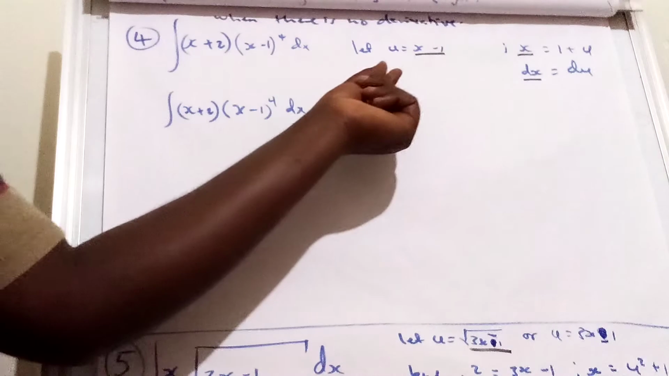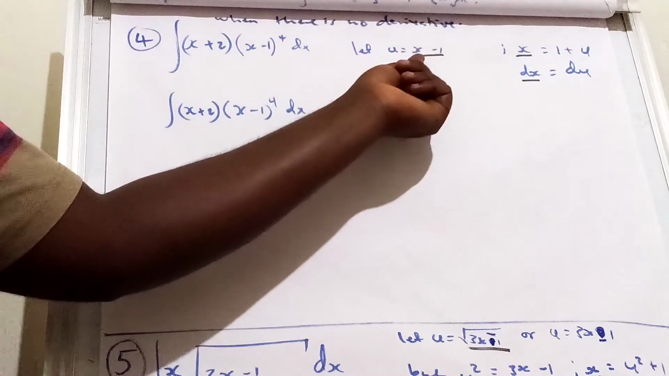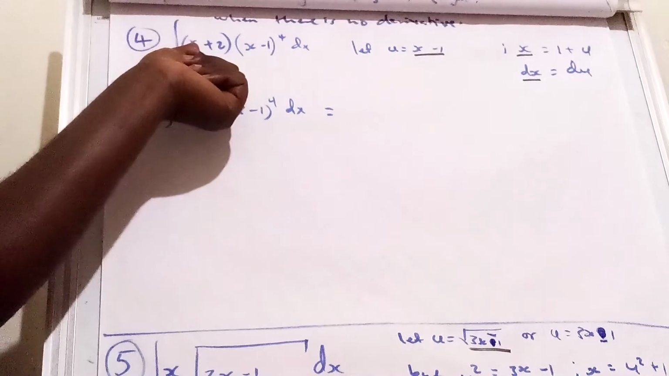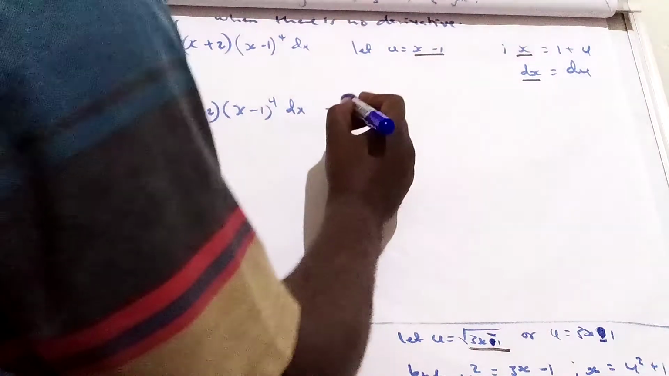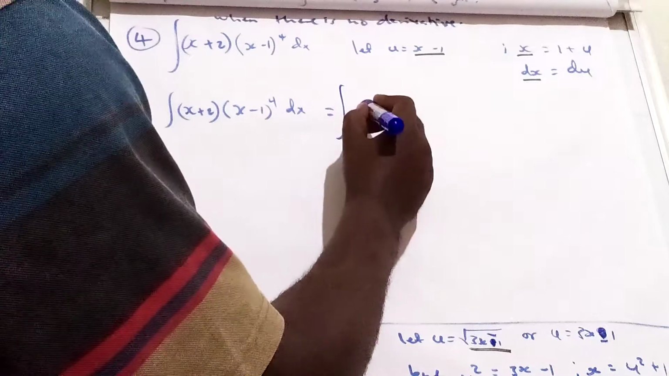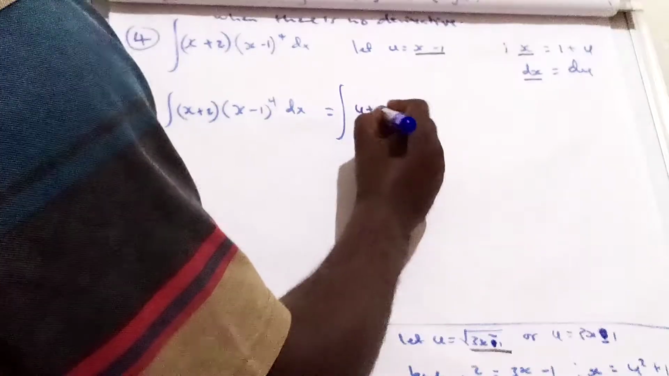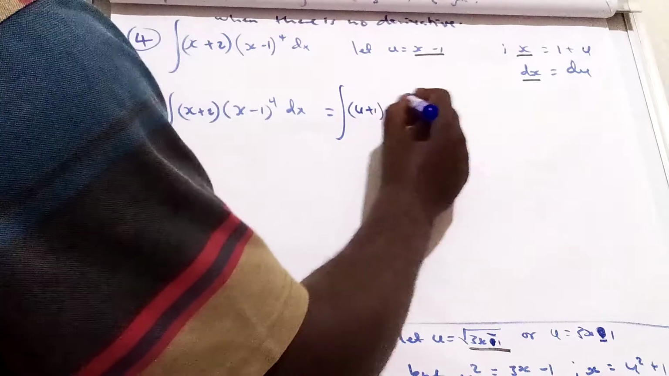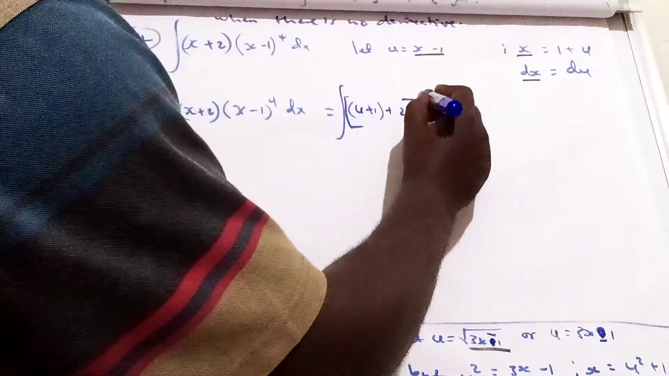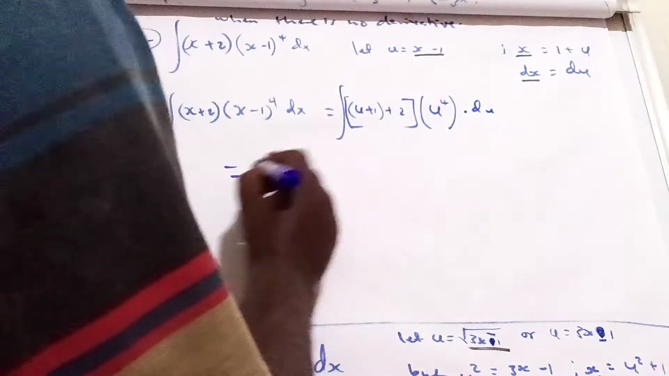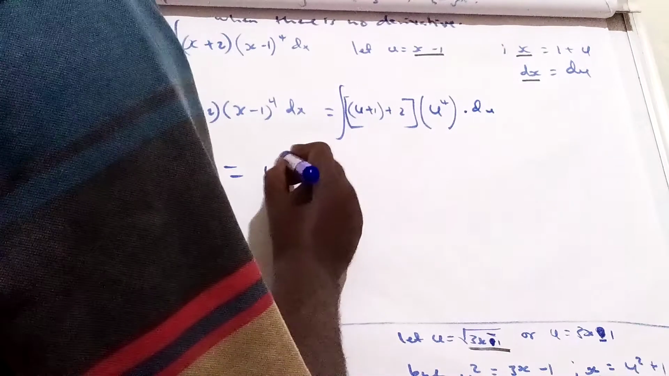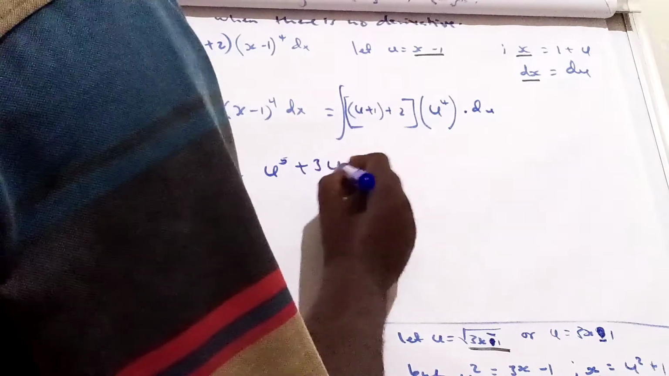Good. Make x the subject, you place that x here, where there's an x, and then get the x in terms of du. So x plus 2 into x minus 1 to the power 4 becomes, where there is x, I put u plus 1. This is u plus 1 plus 2 into u to the power 4 times du. So it's basically u to the power 5 plus 3u to the power 4.